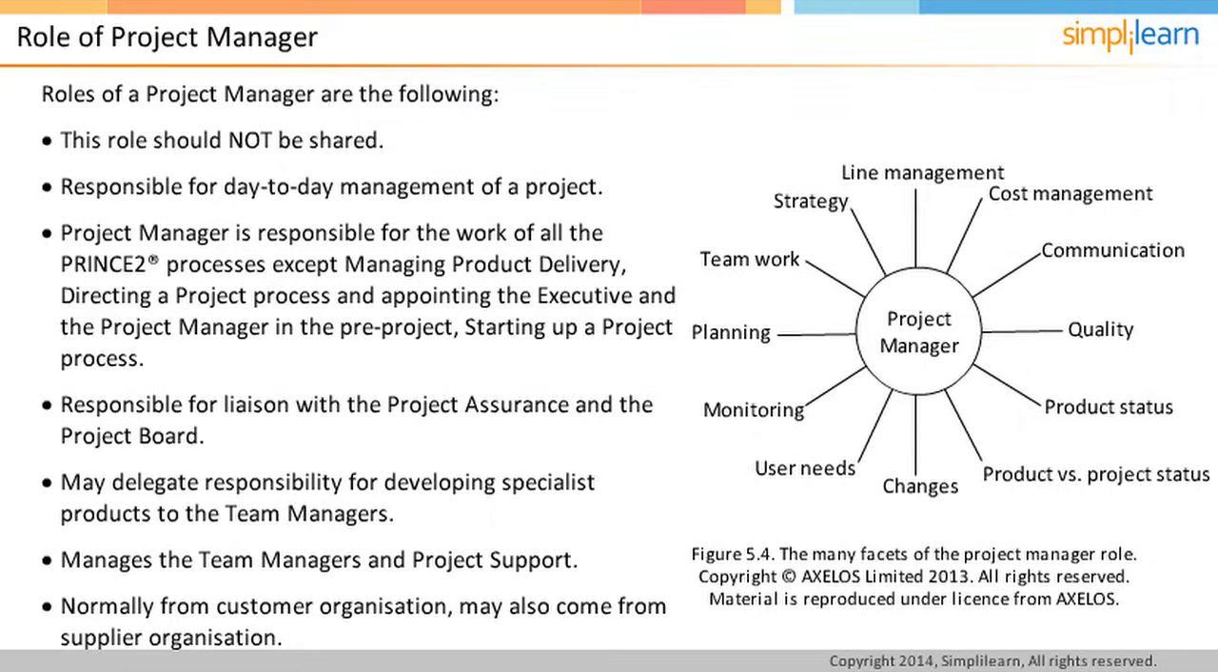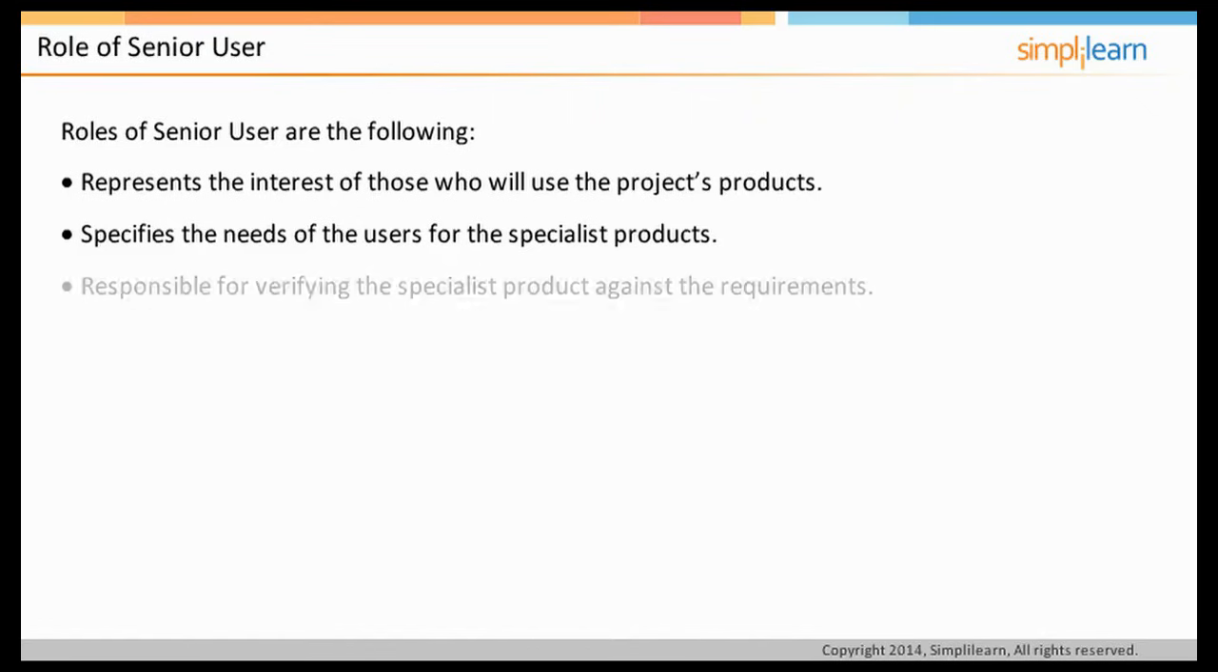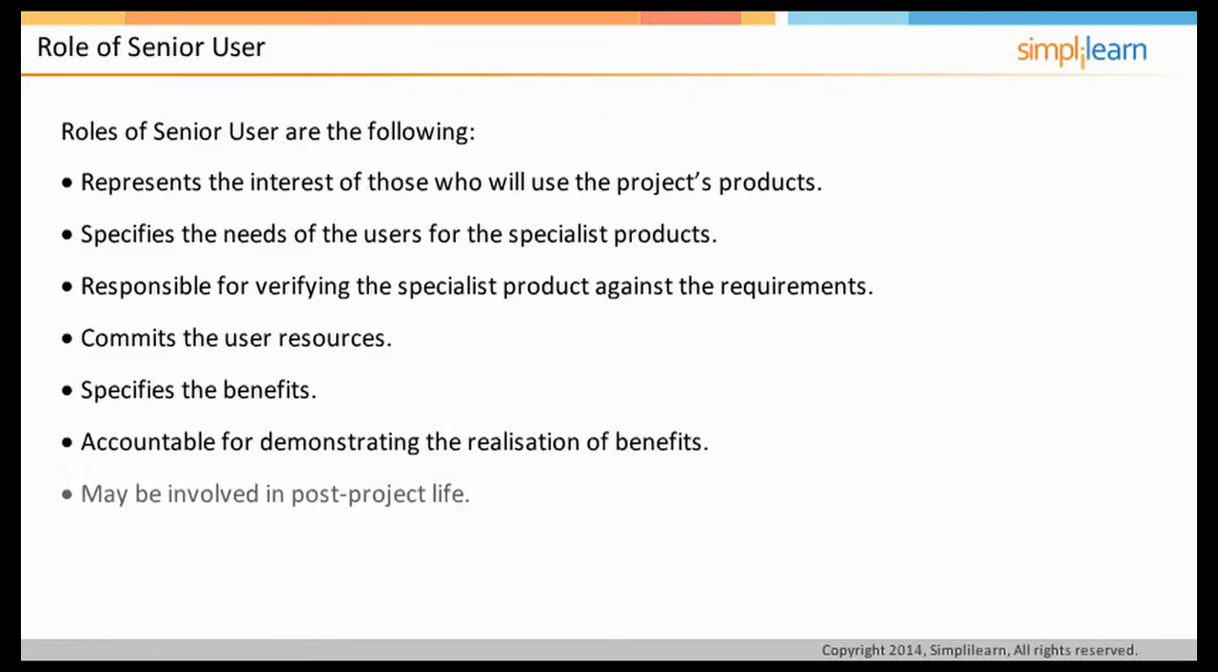As per PRINCE2, there should be a representation of the users of the project's products on the project management team. This role is played by the senior user or users. The primary responsibility of this role is to specify the needs of the users for the specialist products. The individuals or group of individuals performing this role monitor the solutions from quality, functionality, and user-friendliness viewpoints against the requirements. The senior user commits the user resources. This role is also responsible for specifying the benefits and accountable for demonstrating the realization of benefits. This role may also be involved in the post-project life. We will now discuss the role of a senior supplier in the next screen.